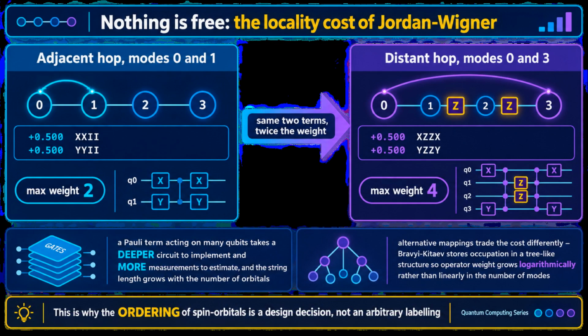Nothing is free. A fermionic operator that acts on a single mode becomes a qubit operator acting on many qubits. A hopping term between adjacent modes stays compact. A hopping term between distant modes drags a string of Z operators across everything in between. This is the locality cost, and it is practical rather than aesthetic. A Pauli term acting on many qubits takes a deeper circuit to implement and more measurements to estimate, and the string length grows with the number of orbitals. Alternative mappings trade the cost differently. Bravyi-Kitaev is the best known, growing logarithmically rather than linearly.